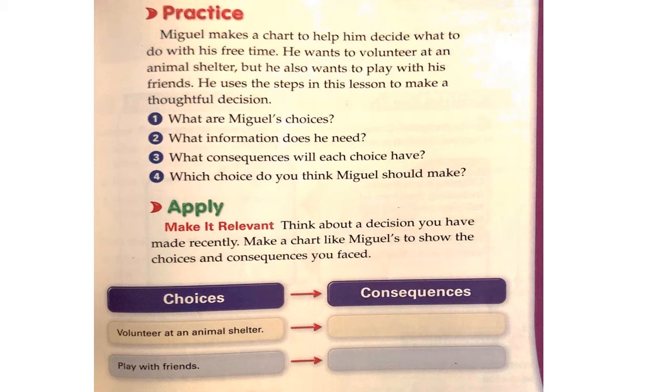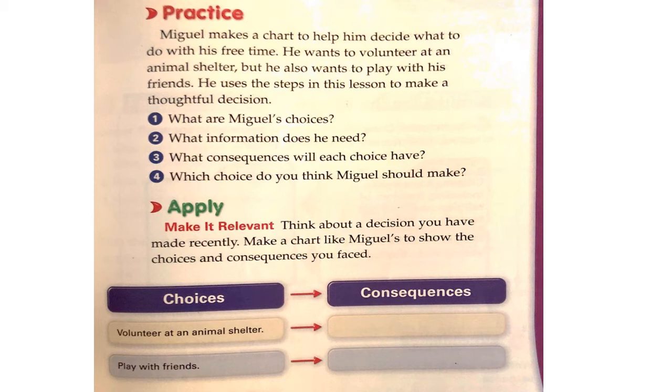So there are 4 things he might want to ask himself. Okay, and you can read these with me. So what are Miguel's choices? You can see how he's organized the information down in this table. You can see he's got the choice of volunteering at an animal shelter. And then the second choice he's got is that he can play with his friends. Then he's going to measure down the consequences, collect information. What time is the animal shelter open? What time can I go play with my friends? And then he'll look into the consequences of the choices. So this is how you can organize your thoughts using a chart if you have multiple options to choose from to land on one decision.